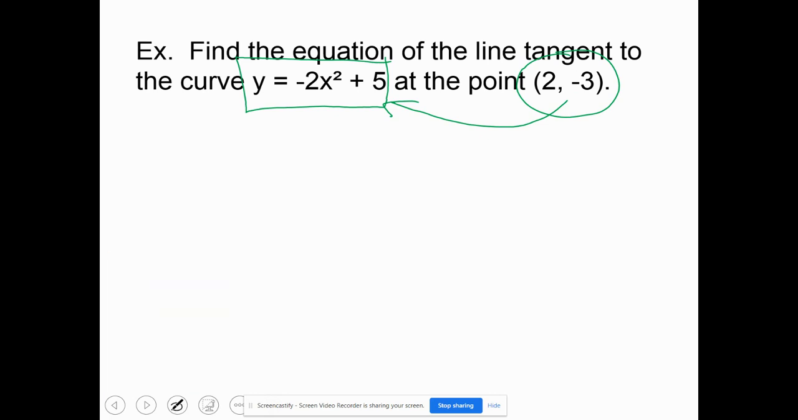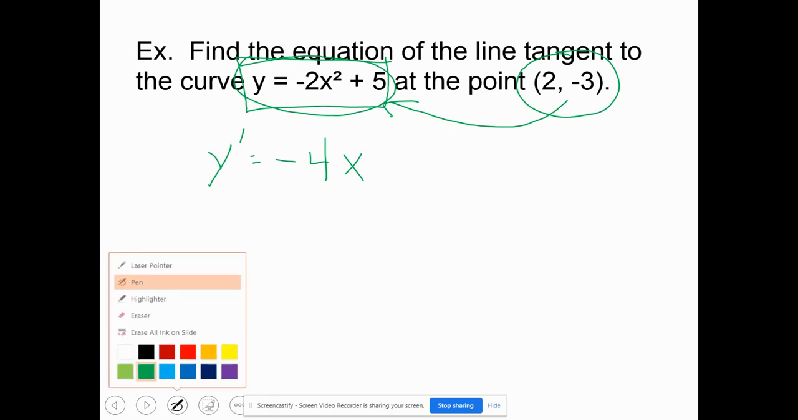The second function that we need to work with is y prime. So why don't you go ahead and find the derivative to this function. Right, so I got y prime is equal to negative 4x.